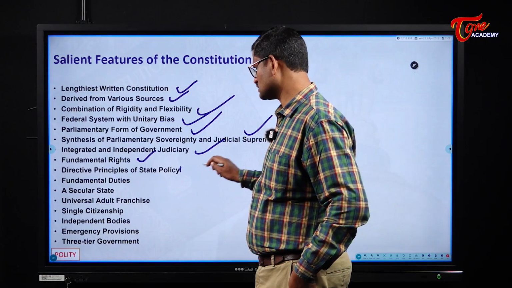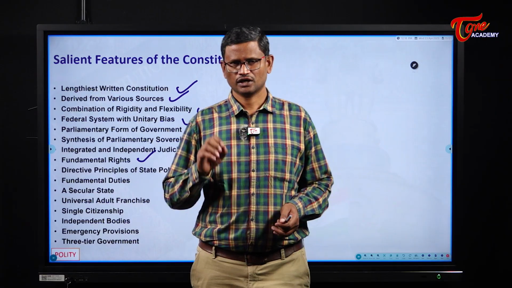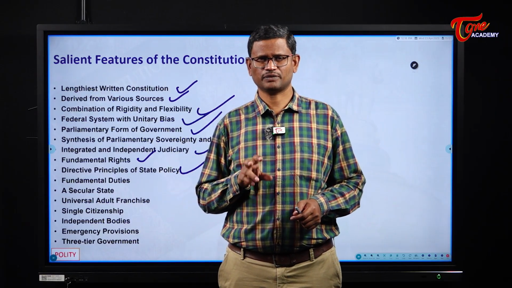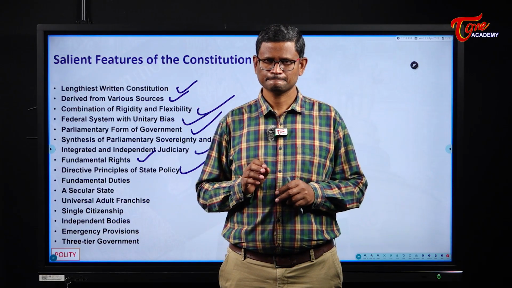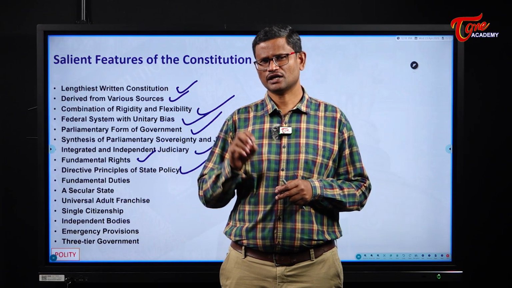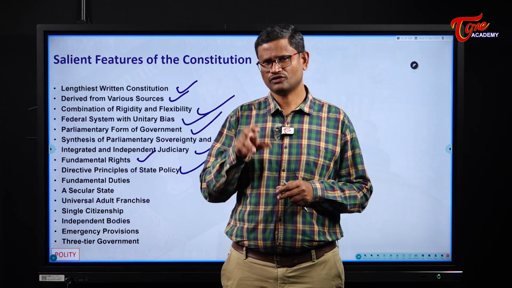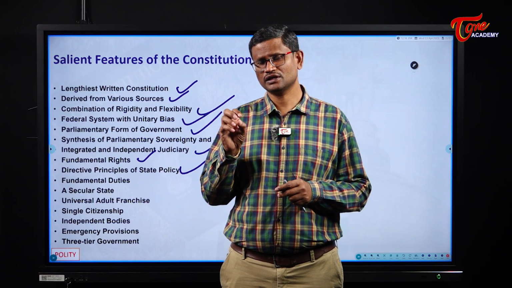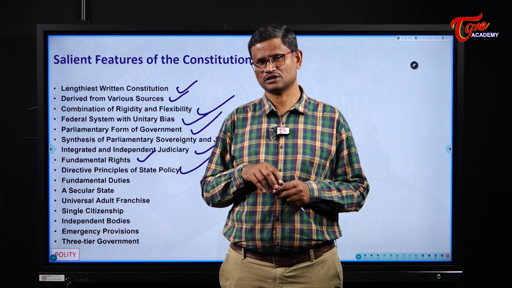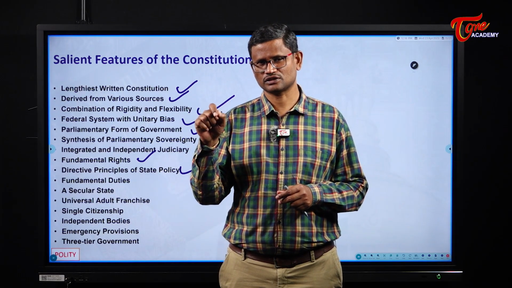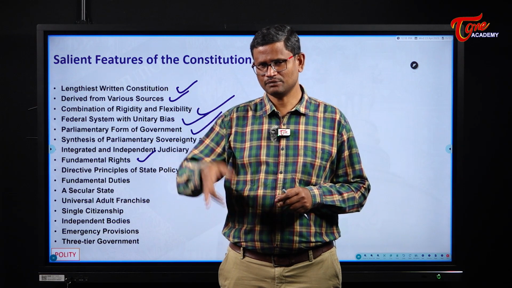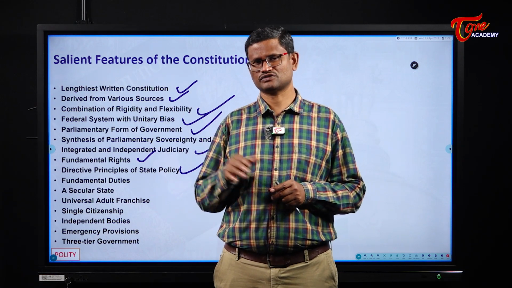Then the next one is directive principles of state policy. Directive principles of state policy is again an important feature. We know that in India, since times immemorial, there are inequalities in the economic and social sphere. That's the reason why the framers of the Indian Constitution wanted to bring in equality in the economic and social sphere. They want to build an egalitarian society, an equal society. And this can be achieved by implementing the directive principles of state policy.